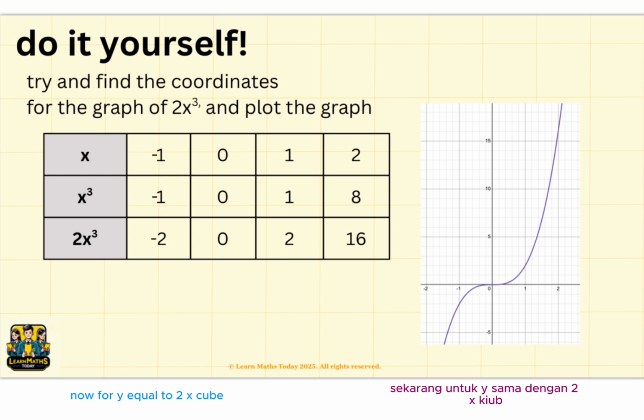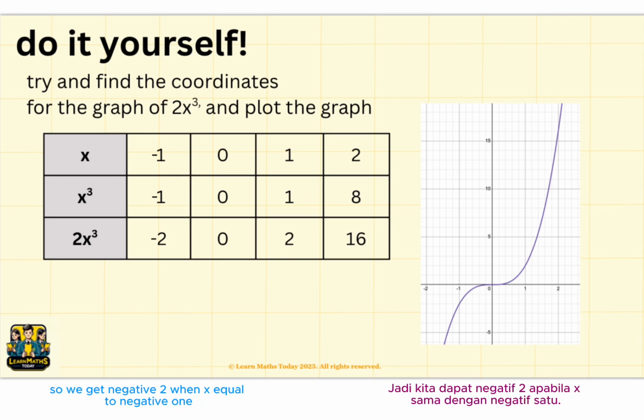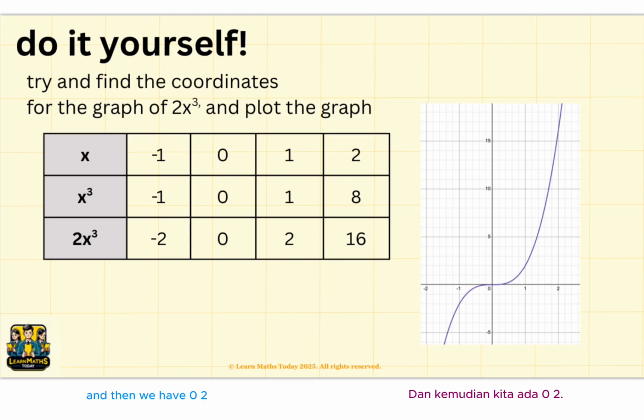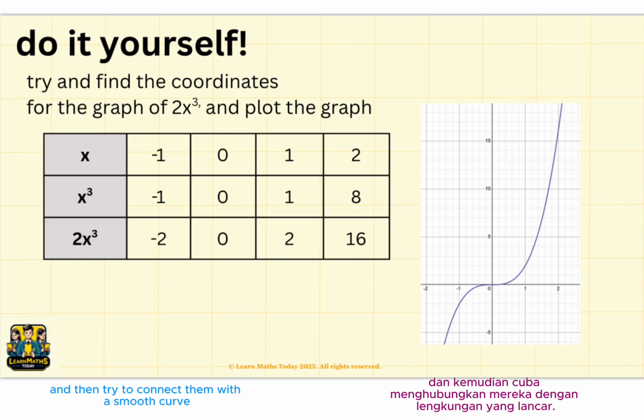Now for y equal to 2x cubed, you simply multiply each x cubed value by 2. So we get negative 2 when x equals negative 1, and then we have 0, 2, and 16. Once you verify this, you can plot these points on your graph and connect them with a smooth curve. You will see this distinctive, characteristic S shape emerge. Notice how the curve is flat near the origin, but then as x increases, it shoots up dramatically.